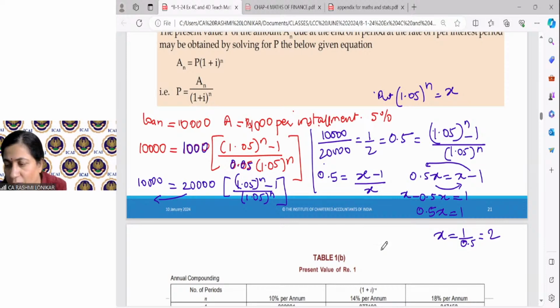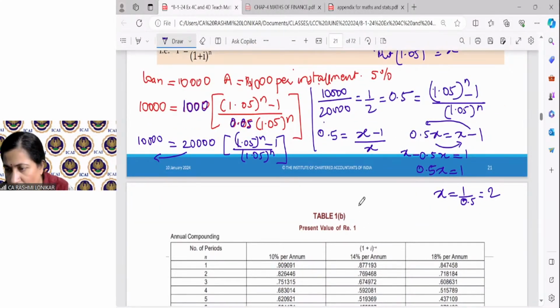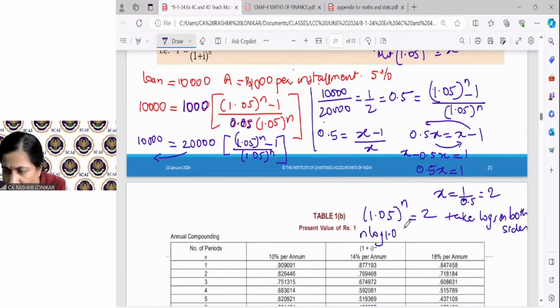Now I put, what is my x? 1.05 raised to n. So I have now put 1.05 raised to n is equal to 2. I take logs on both sides. So n log 1.05 is equal to log 2. Log 1.05 I have already told you, and log of 2 is 0.3010, and you can get the answer.